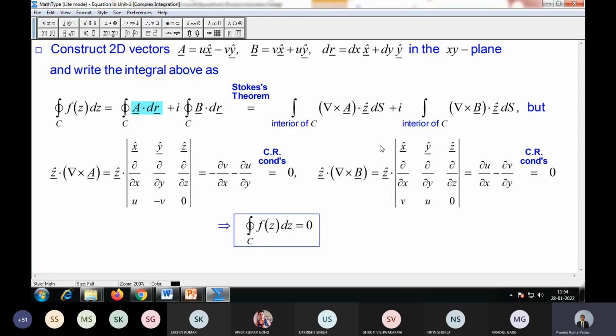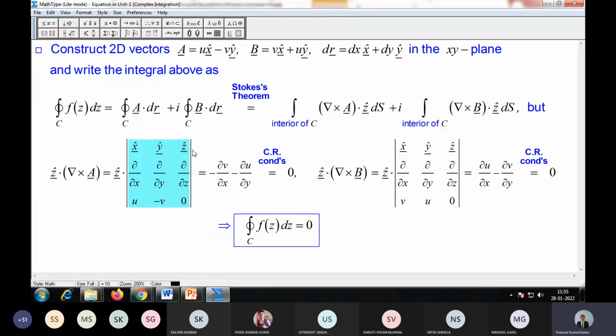If you remember, curl A dot n cap ds. So what was the n cap? n cap was the unit vector normal to the surface, yes. Here we have been considering the xy plane, so z cap will be the normal vector to the xy plane. So curl A dot z cap ds plus i times curl B dot z cap ds. Now evaluate curl A dot z cap. So curl A means determinant of i, j, k cap, del by del x, del by del y, del by del z, and A is already given.